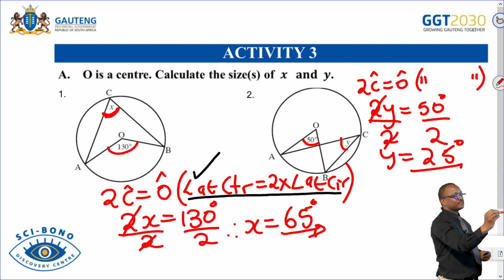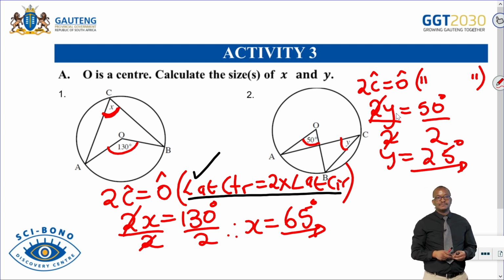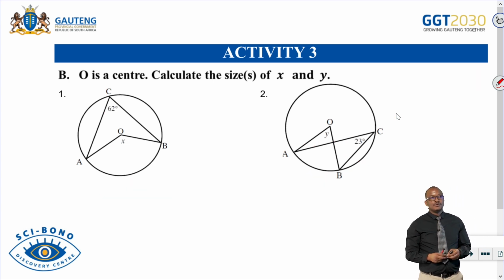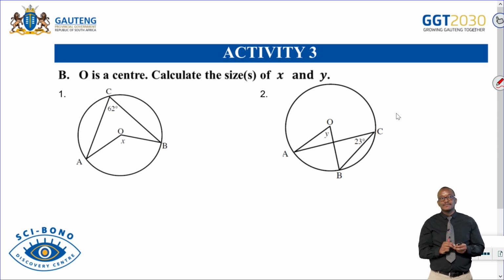25 degrees. So that's how you use that theorem. Angle at center is twice the angle at the circumference. So looking at the very same theorem, but now we are given the angles at the circumference and we have to determine the angle at center. Now, the question says O is the center. Calculate the sizes of x and y.